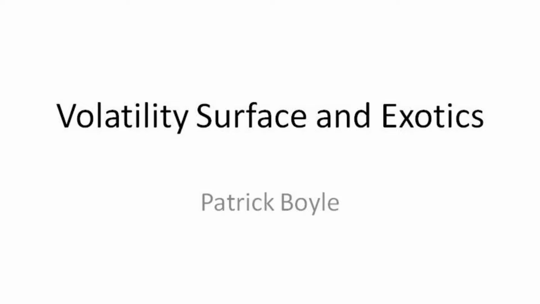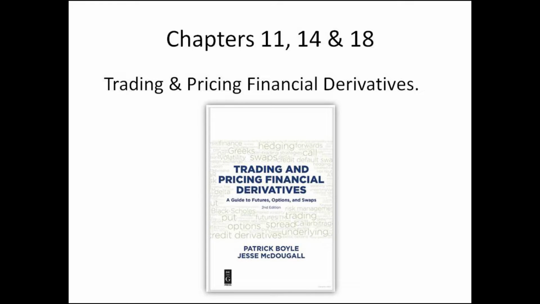And so this week we're going to be learning about three different topics. We're going to be learning about the volatility surface, which is made up of the volatility smile and the term structure of volatility. We're then going to learn about exotic options. And finally, we are going to look at structured products, which relate quite strongly to exotic options. So for this week, we'll be looking at three chapters of your textbook, chapters 11, 14 and 18.